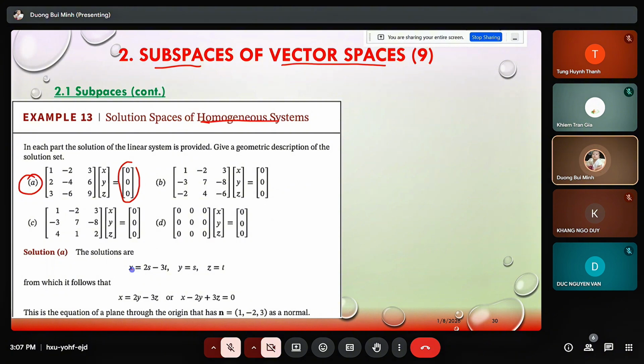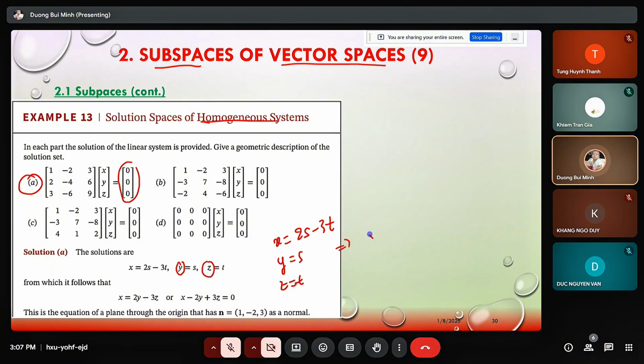So for the solution, you can say we have three variables: x, y, and z. For example, if y is s and z is t, you can get x equals 2s minus 3t.